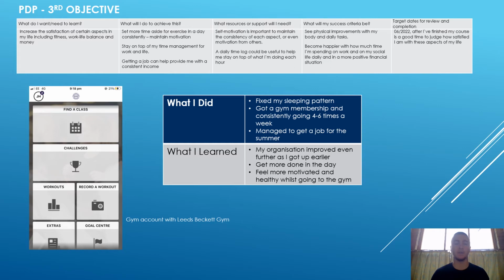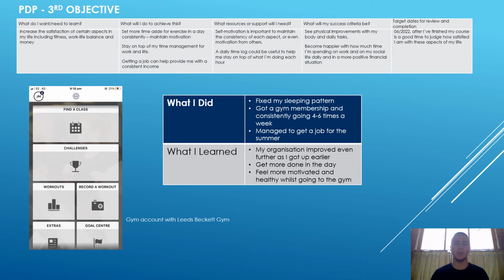My final objective in my original personal development plan was to increase the satisfaction in certain aspects of my life, which include my overall fitness, my work-life balance, and my financial situation. My first aim was to try and fix my sleeping pattern and start getting up earlier in the morning, which would in fact help me improve my work-life balance. By doing this, I learned that it was easy to get more work done in a day, and also that it helped to improve my organisation even further.